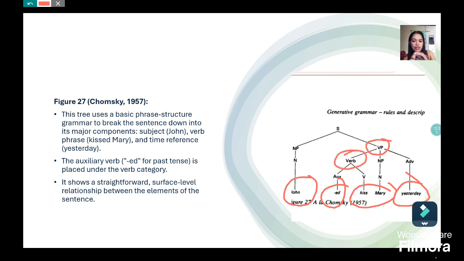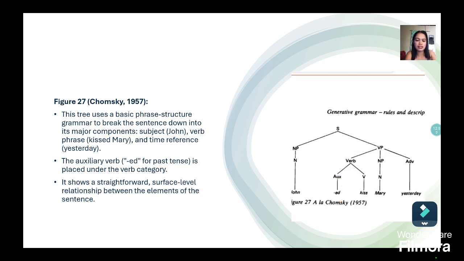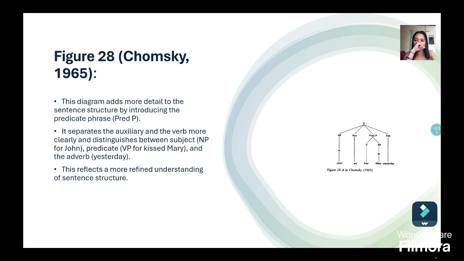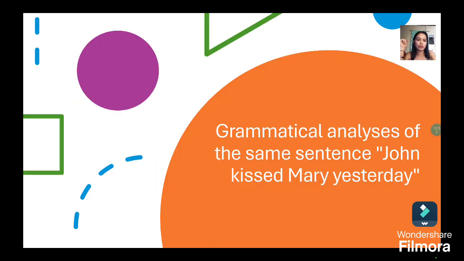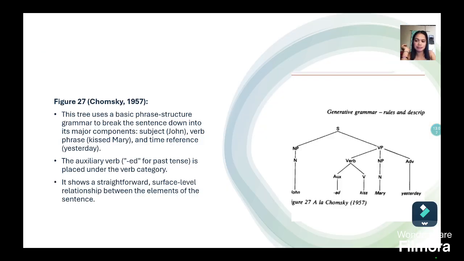So in this figure, Chomsky used basic phrase structure grammar to break down the sentence into its major components. So it shows a straightforward surface level relationship between the elements of the sentence. Now let's proceed to the next slide. So again, we're going to analyze this same sentence, John kissed Mary yesterday.